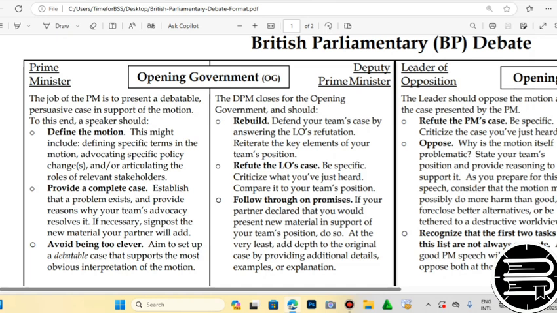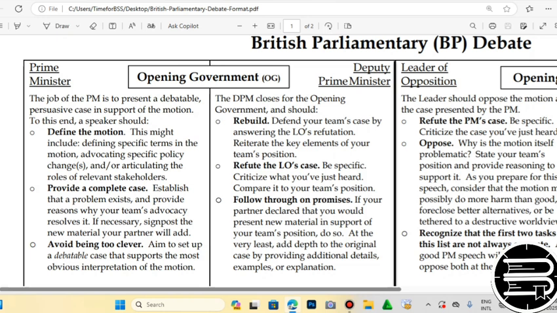How is he supporting the motion of saying that public schools are better than private schools? And then he moves on to provide a complete case. This is when he is supposed to establish that a problem exists, then provide reasons why your team's advocacy resolves it. So it may be a motion where he renders some solutions, that there's a problem that exists, and he's trying to render the solutions to those problems as the Prime Minister. The same applies with this motion that I've given you.